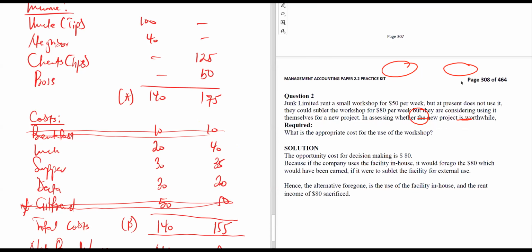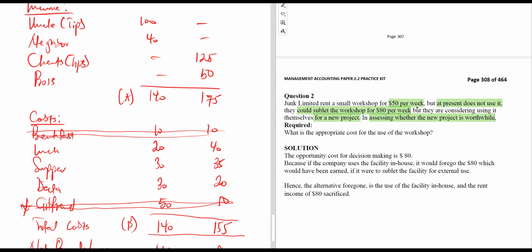So now this question is for you. Let's see if we can play around with it. What does it say? Junk Limited rents a small workshop for $50 per week, but at present, it does not use that shop. They could sublet the workshop for $80 per week, but they are considering using it themselves for a new project. In assessing whether the project is worthwhile, what is the appropriate cost for the use of the workshop?